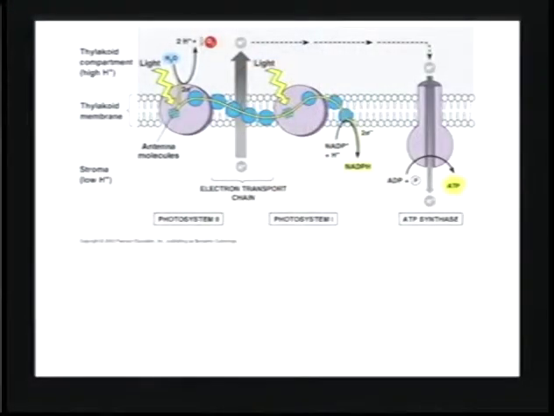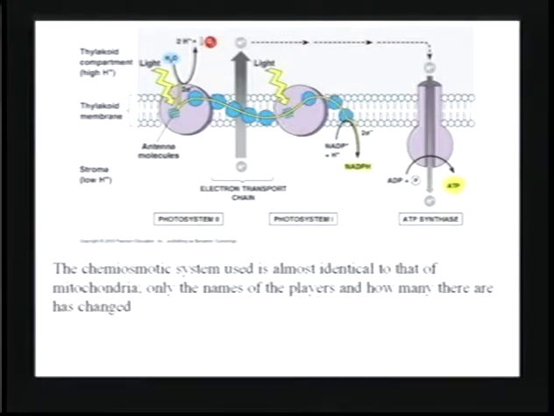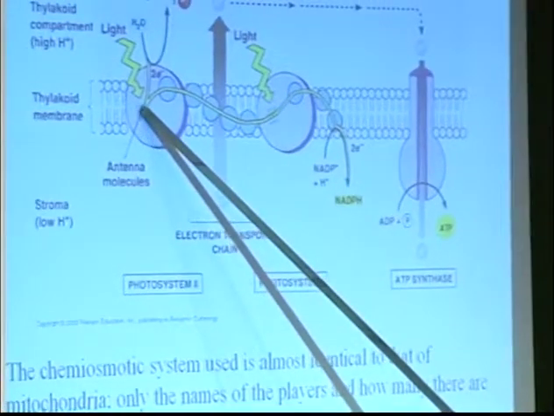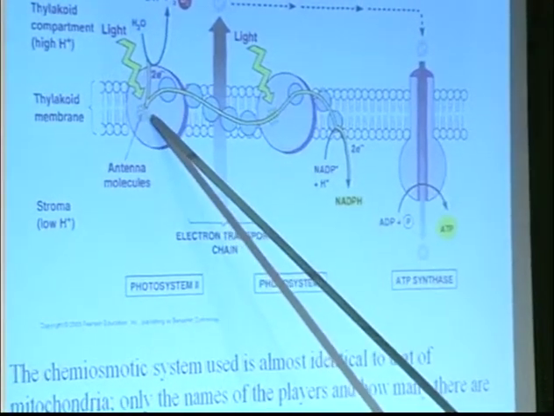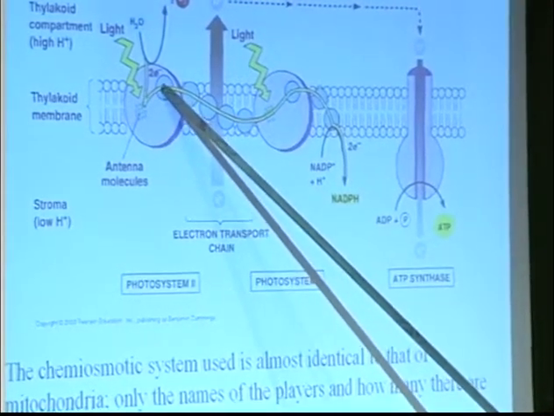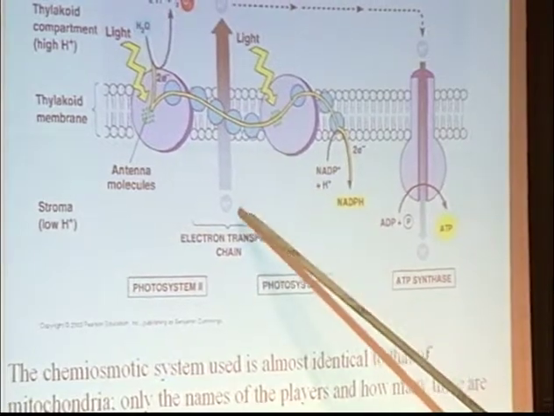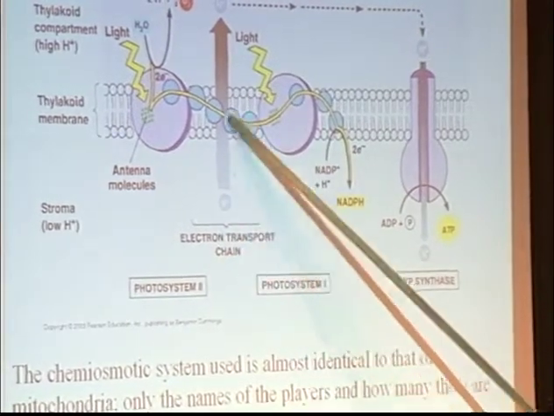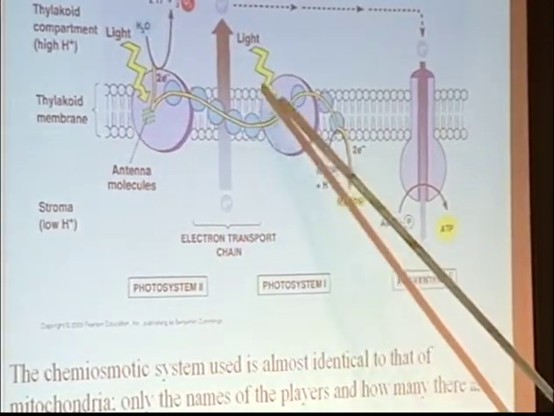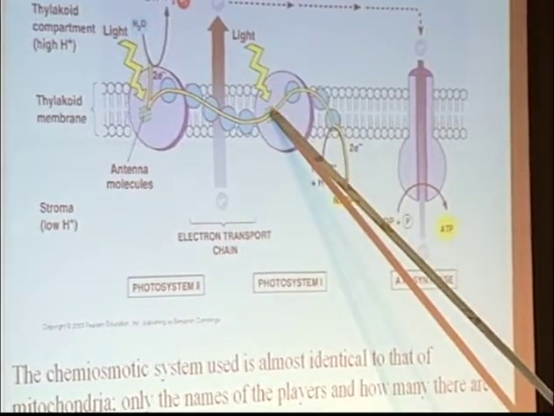This is a diagrammatic view of how the whole thing is working in the thylakoid membrane. And it's very similar to what's happening in the mitochondria. And here are the antenna molecules that are absorbing light. Those electrons are popped up to higher energy, and since they're very close to this electron acceptor, they get picked up, passed down the electron transport chain, and that is used to pump hydrogen ions across the membrane. Light is absorbed by photosystem 1.